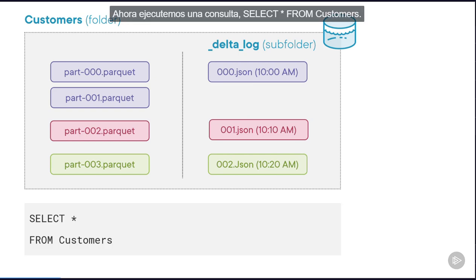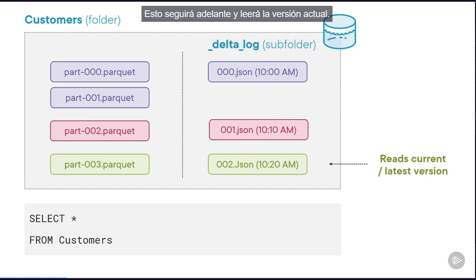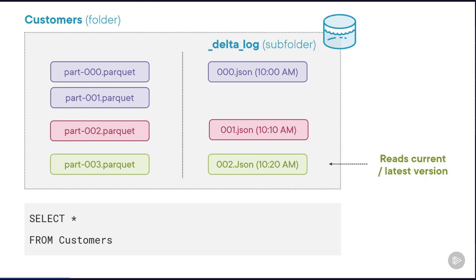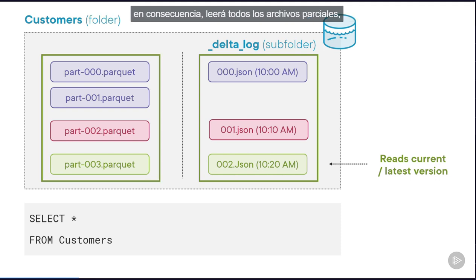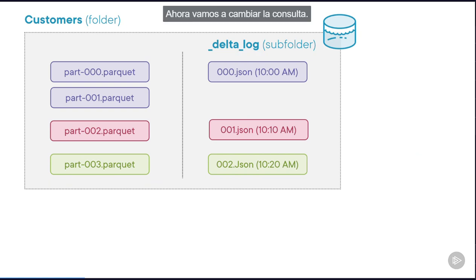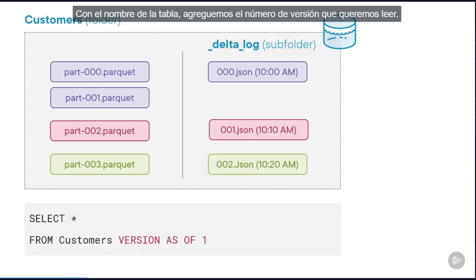Now let's run a query, select star from customers. This will go ahead and read the current version. This means it will read all the transaction log entries and correspondingly, it will read all the part files. Right? Now let's change the query. With the table name, let's add the version number we want to read.